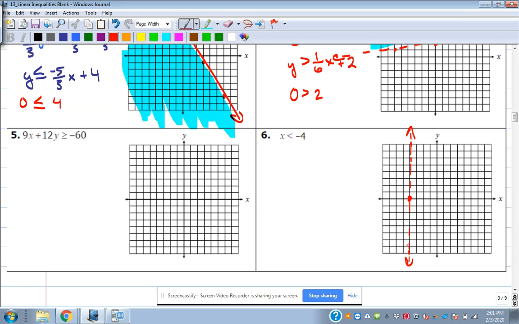Now, shading. This one's actually easier. You don't really even have to do a test point. Where are the x's less than -4? To the left or to the right? To the left. So the shading all goes to the left of that line. So all of these ordered pairs that are to infinity to the left are solutions to that particular inequality.